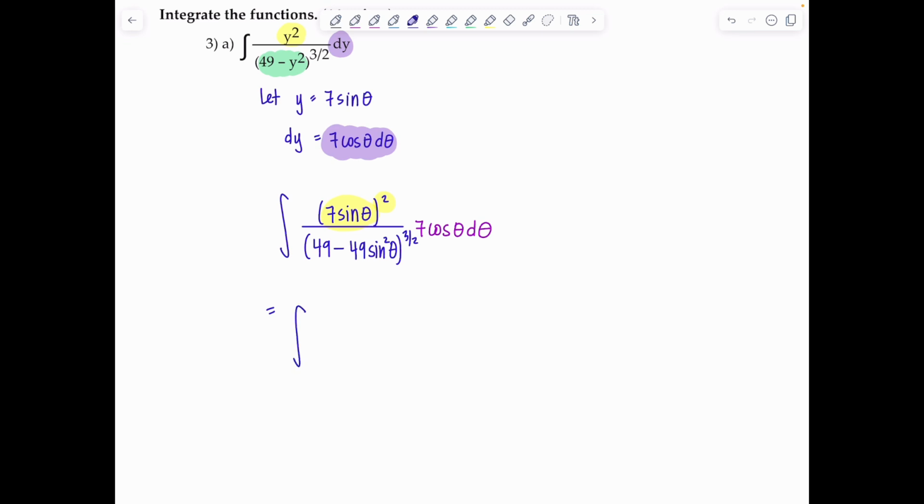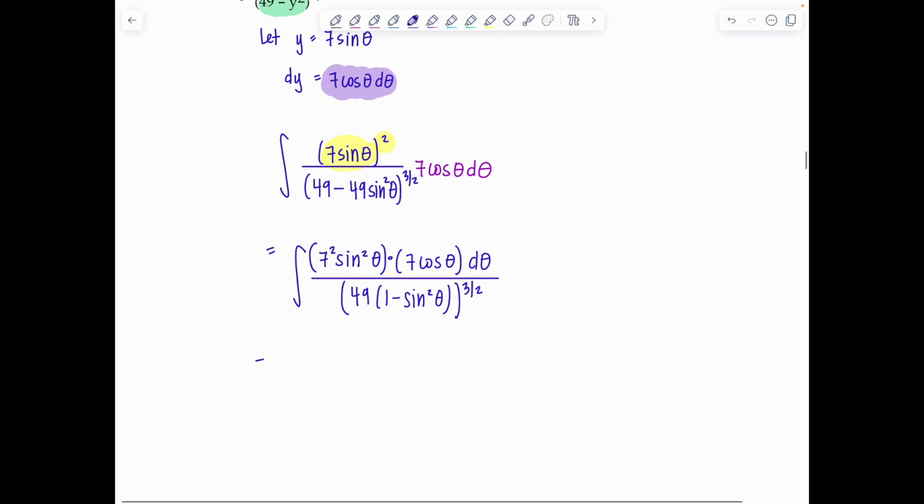In the numerator, let's see, we've got 7 squared sine squared theta times another 7 cosine theta d theta. I'm writing it that way for a reason, you'll see. And then inside those parentheses in the denominator, I can factor out a 49. And then I'm left with 1 minus sine squared theta. And then this is all raised to the 3/2 power, yes?